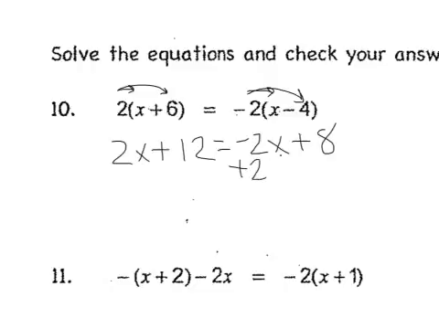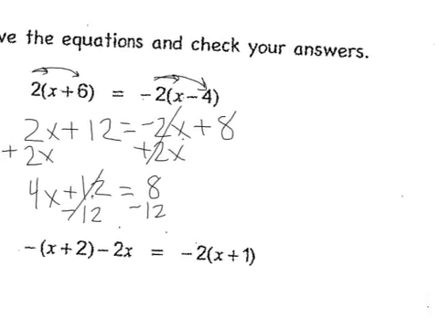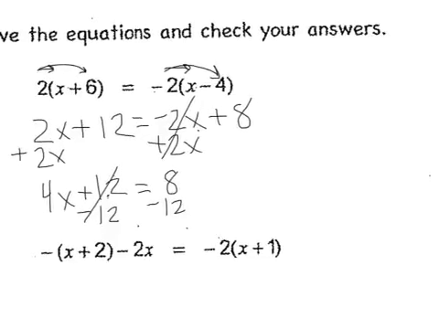So I'm going to add 2x to both sides. And again, it doesn't matter if you keep your letters on the left or on the right, your answer is going to be the same. So those cancel. 2x plus 2x makes 4x. So you're left with 4x plus 12 equals 8. Now I'm going to move my numbers to the right-hand side by subtracting 12. So now I've got 4x equals negative 4.